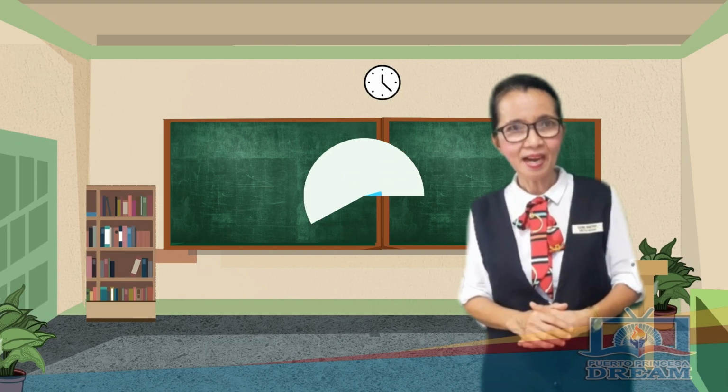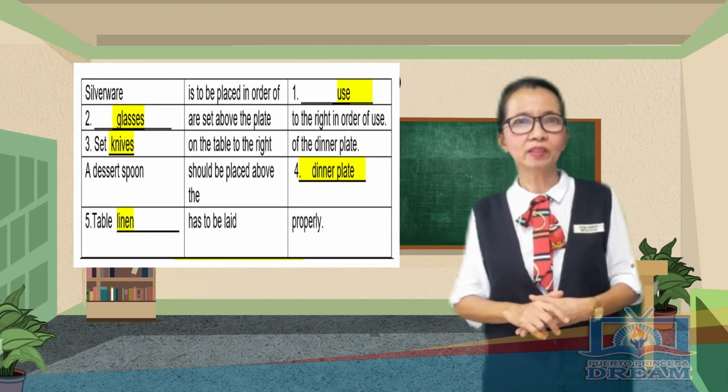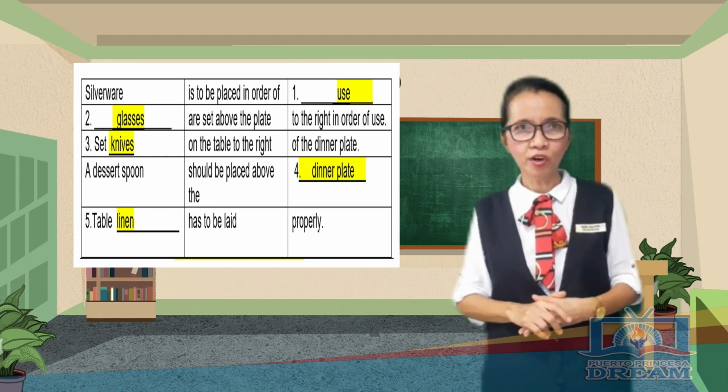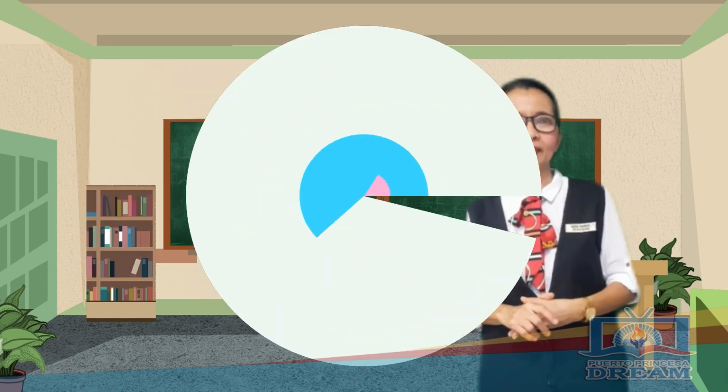Zero. Time is up, and here is the correct answer. Number 1, use. Number 2, glasses. Number 3, set knives. Number 4, dinner plates. And number 5, table linen.